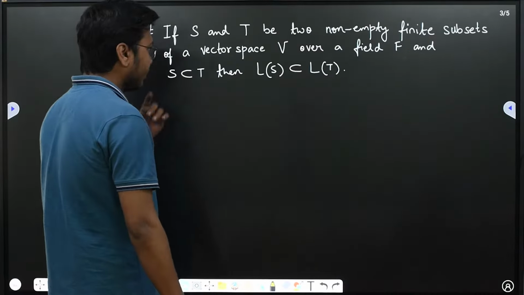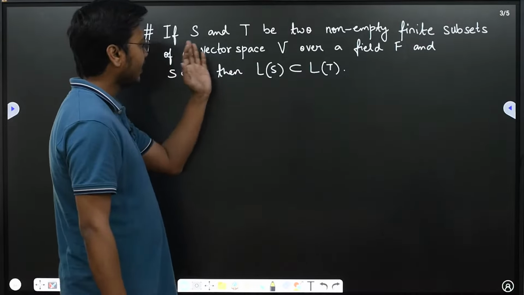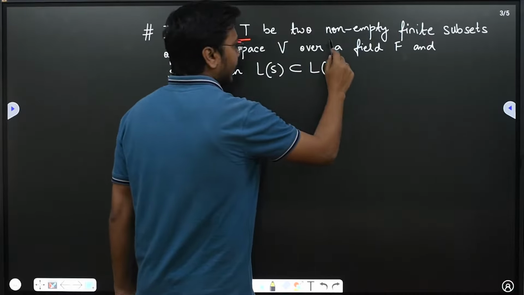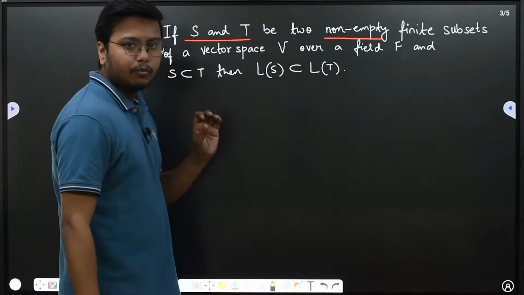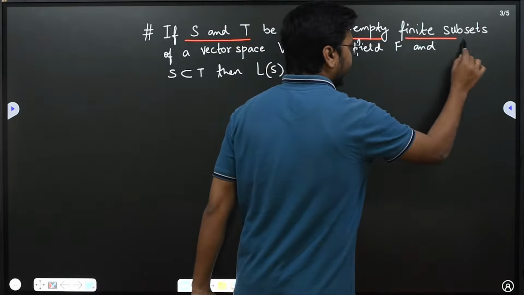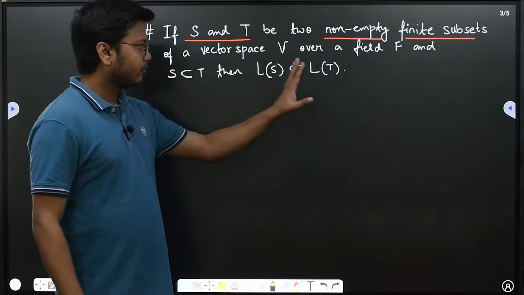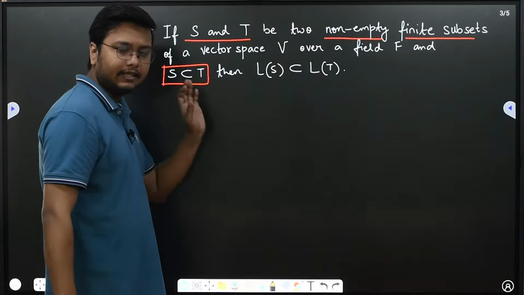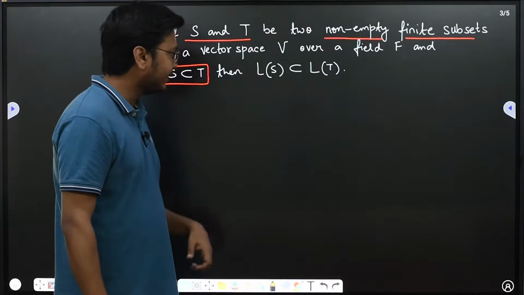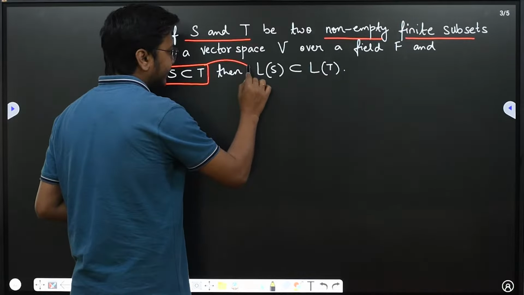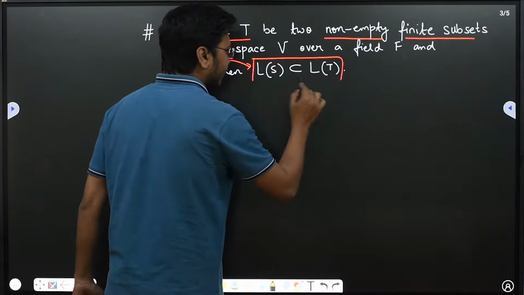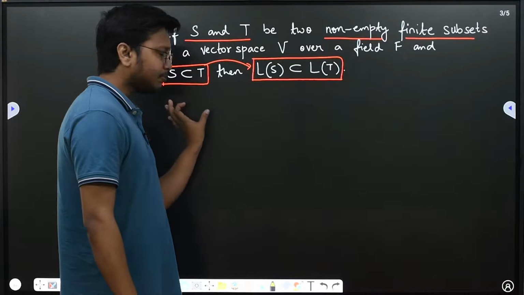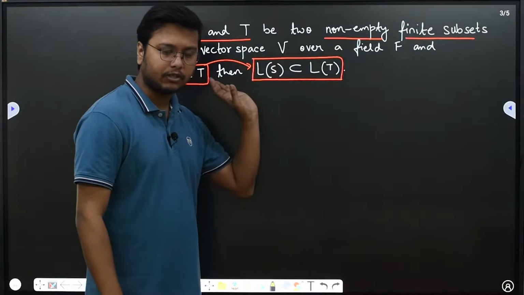Now I'll go back to the theorem that I was talking about. I have two non-empty finite sets, S and T, of a vector space over a field F. And the important information given to us is that the set S is a subset of the set T. If this is so, then we need to prove that L of S will be a subset of L of T. So if S is a subset of T, then L of S has to be a subset of L of T.